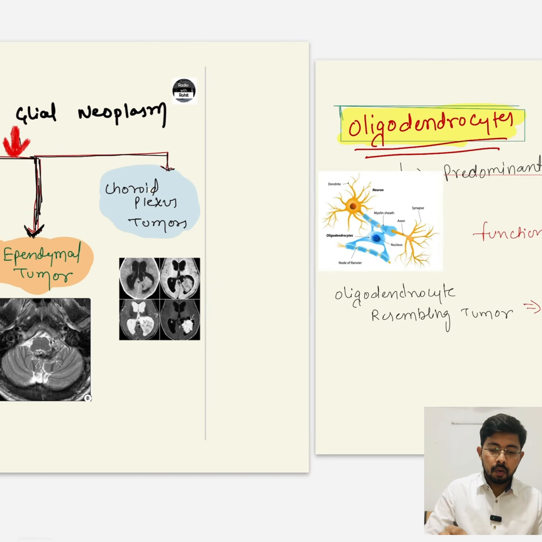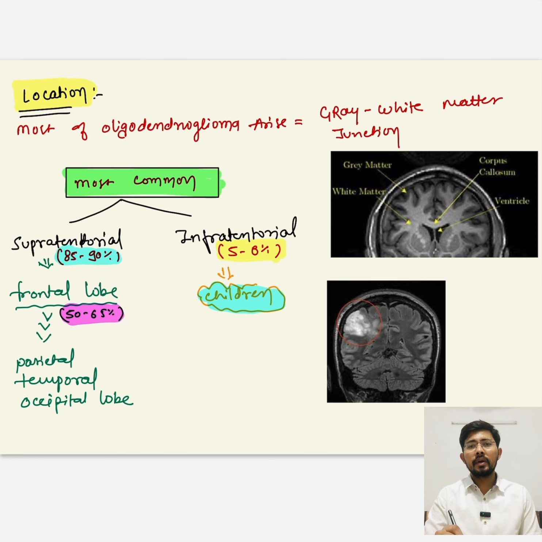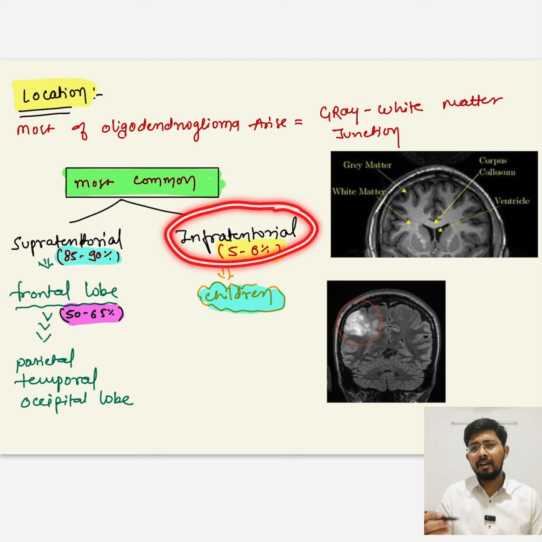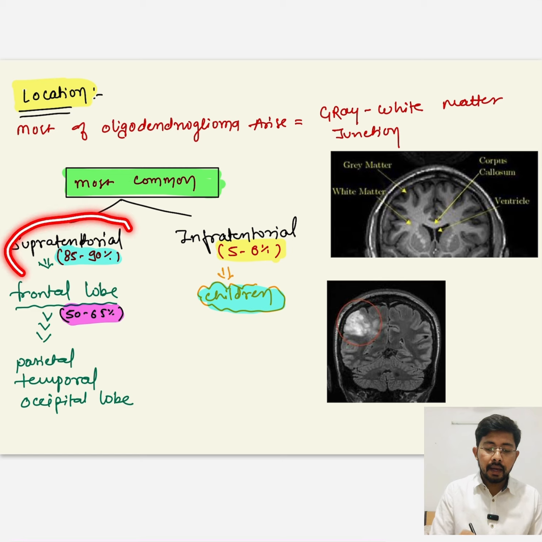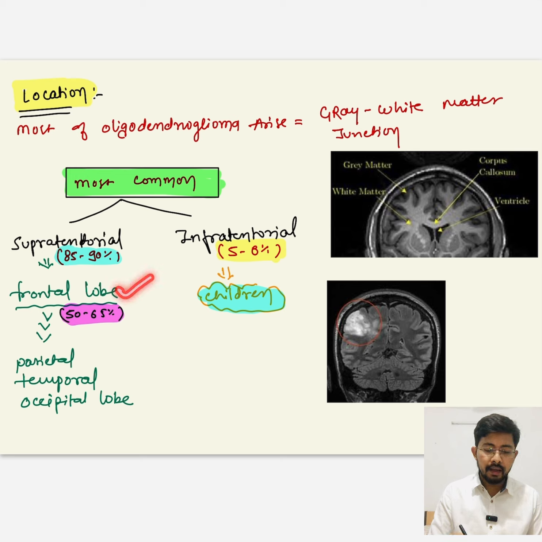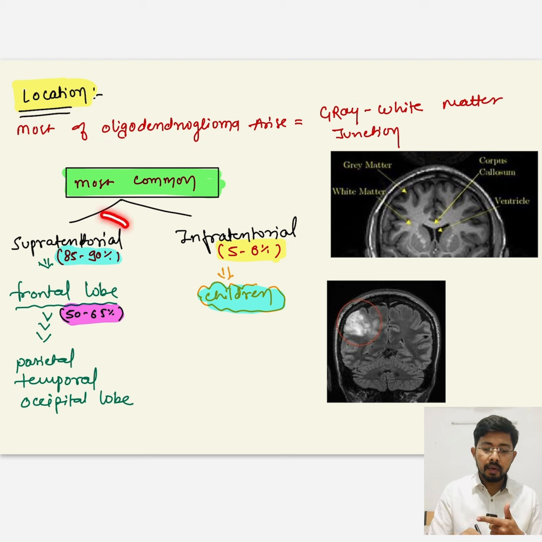The most common location of oligodendroglioma is supratentorial. In the supratentorial region it is mostly 85 to 90% of cases, while infratentorial is rare, 5 to 8% of cases, which are more common in children. In supratentorial cases, 50 to 60%, or most of the cases, are in the frontal lobe, and very rare in the parietal, temporal, and occipital lobes. So simply, first, it arises from the gray-white matter junction. Second, it is most commonly supratentorial. And third, the most common supratentorial location is the frontal lobe.